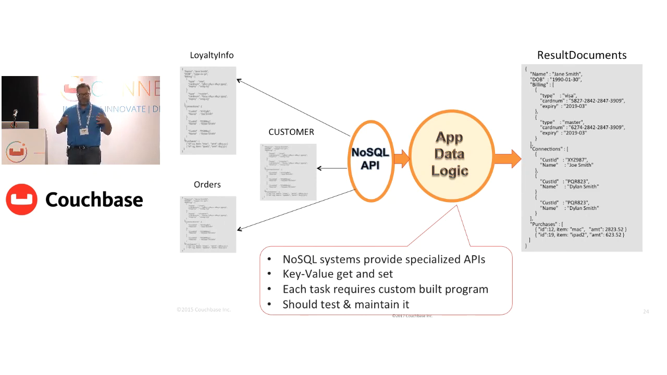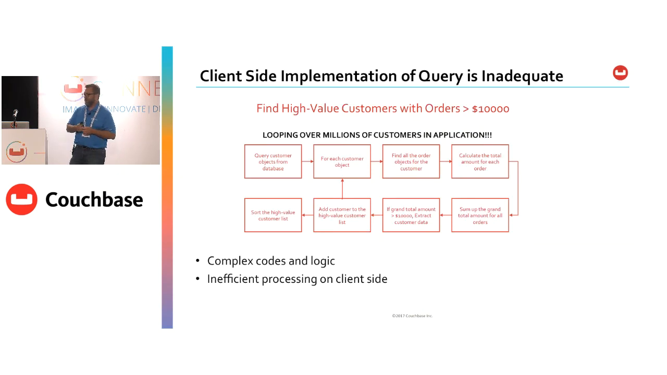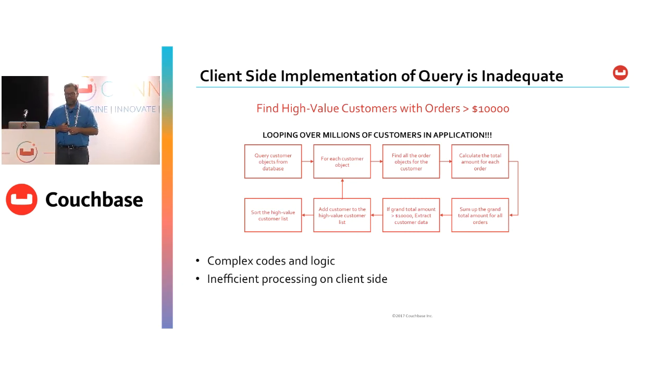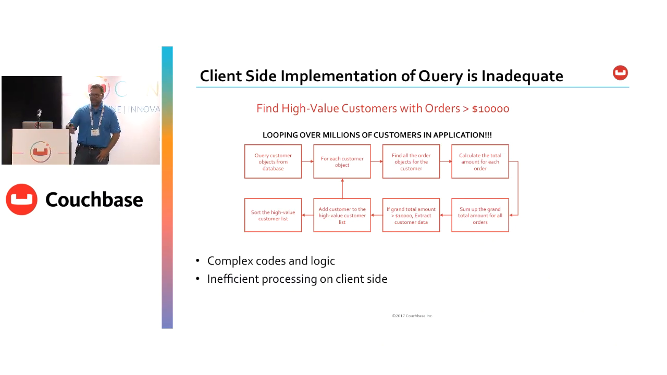That's okay for simple use cases, but take an example like this: let me find high-value customers with orders greater than 10,000. Now I'm looping over millions of rows. I get the orders back, I total those orders up, I grab additional information. If you just let this marinate for a minute in your mind, the code for this becomes very, very complex and very hard to maintain. And that's where a language like N1QL really gives you the best of both worlds.